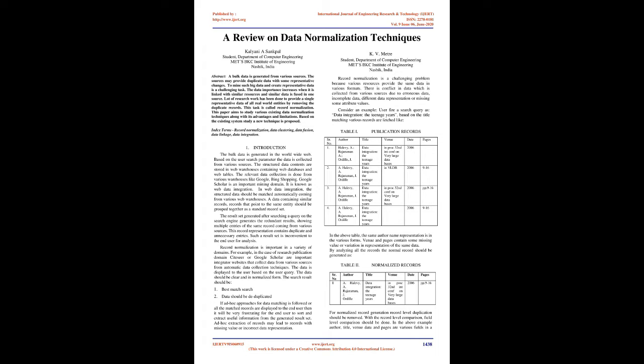This record representation contains duplicate and unnecessary entries. Such a result set is inconvenient to the end user for analysis. Record normalization is important in a variety of domains. For example, in the research publication domain, sites like IJERT or Google Scholar are important integrator websites that collect data from various sources using automatic data collection techniques. The data is displayed to the user based on the user query. The data should be clear and in normalized form.